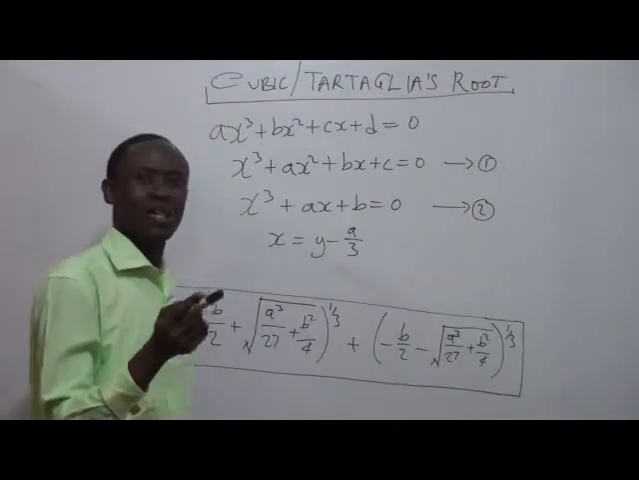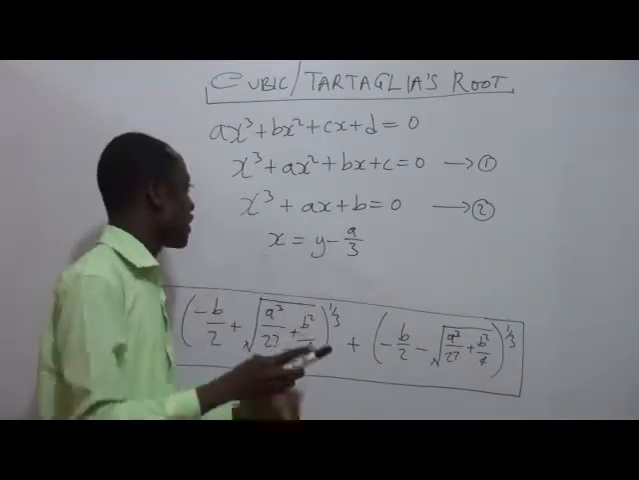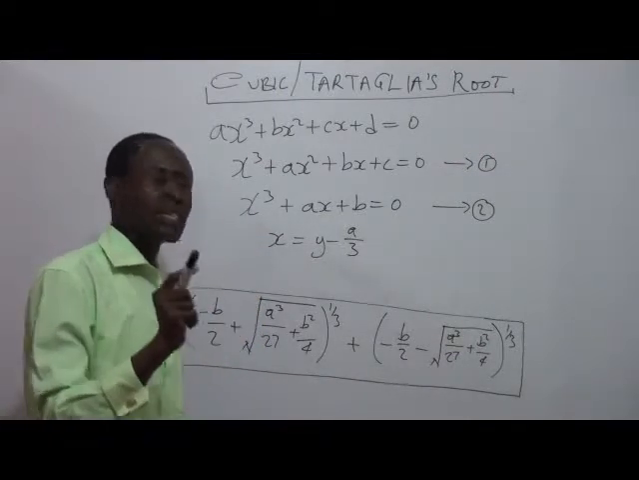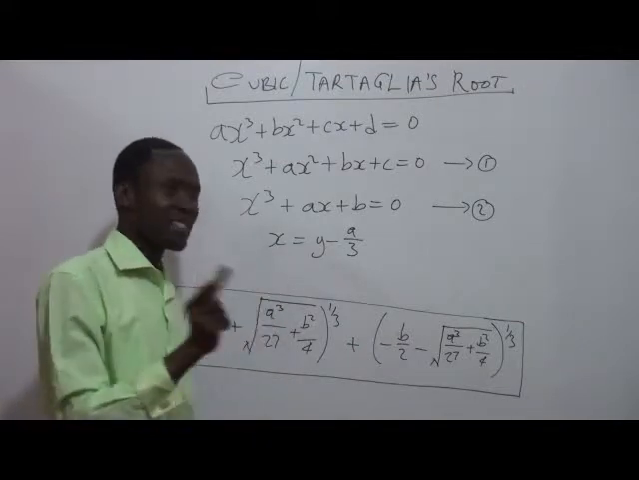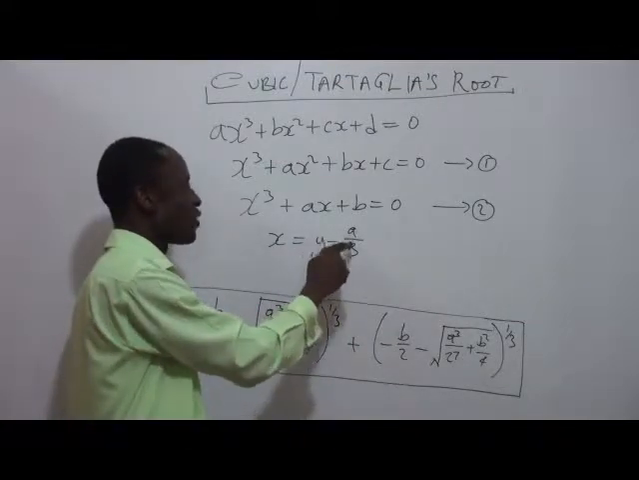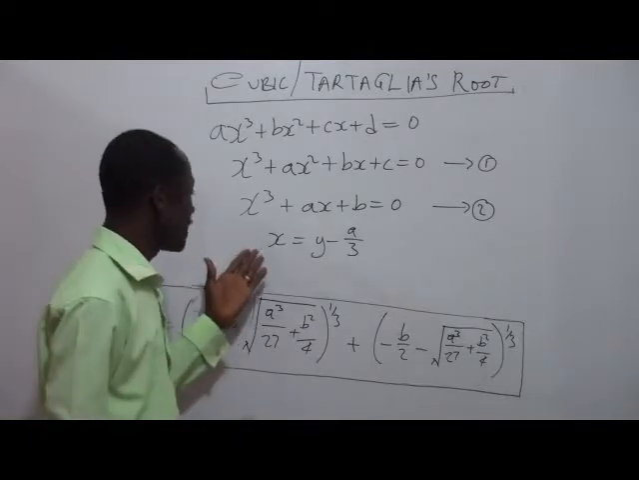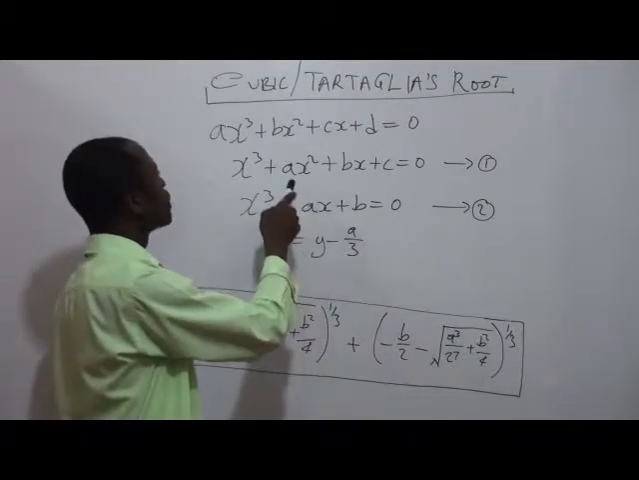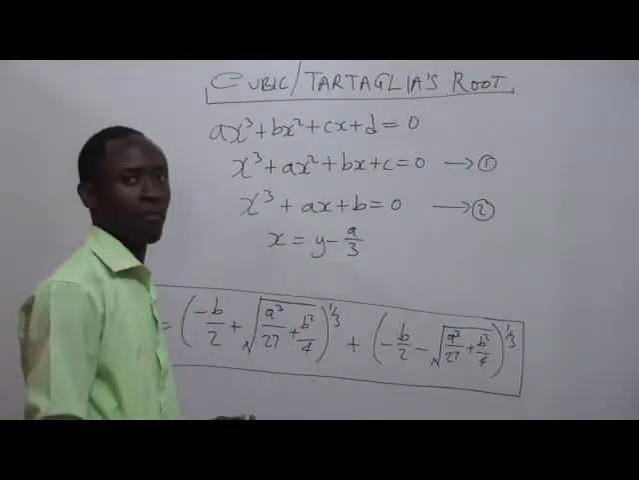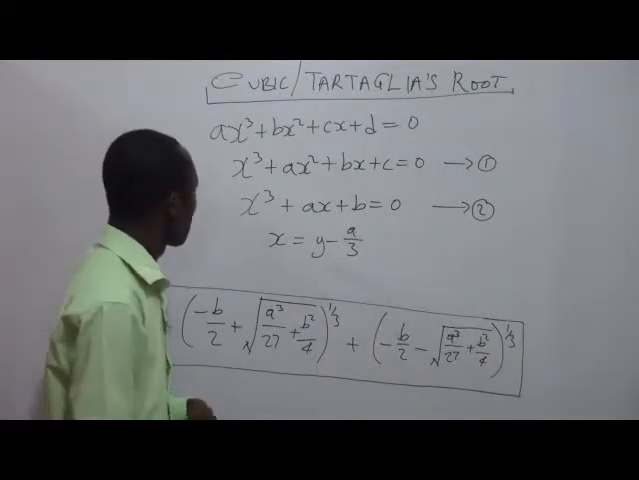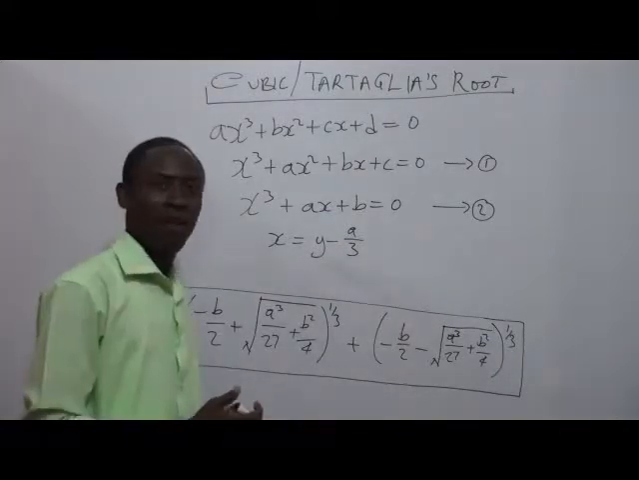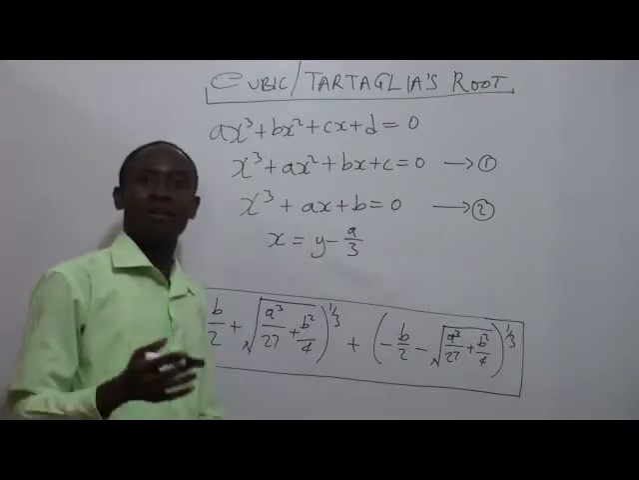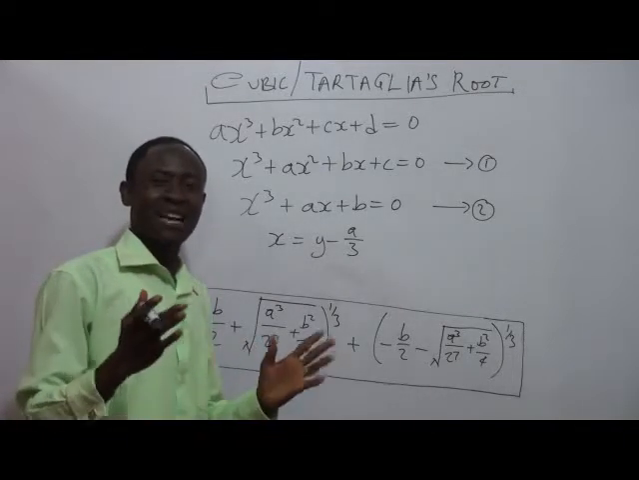He said, in order to transform our cubic function into this form, that is equation 2, all we have to do is to use this transformation equation, that is, x is equal to y minus a out of 3. By this method, we will be able to get our equation 2 by substituting this one into our equation 1. Let's have an example.